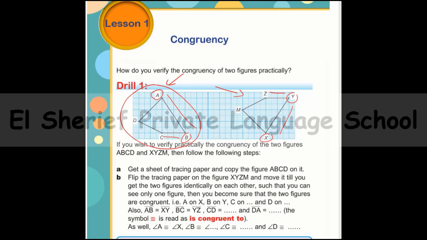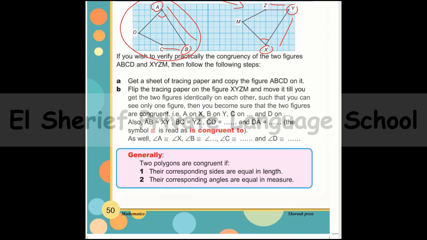So if we find the corresponding sides in two figures are congruent, and corresponding angles, like angle A and angle X, are equal in measure, that means the two figures are congruent. So what's the meaning of congruent? The two polygons are congruent if I find two conditions.